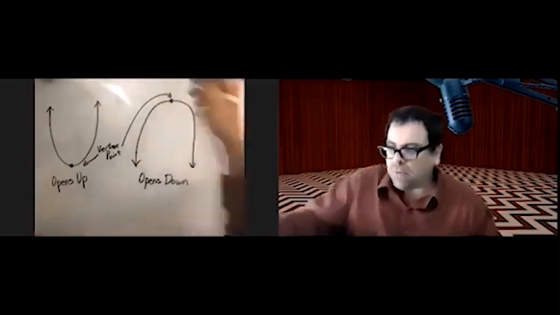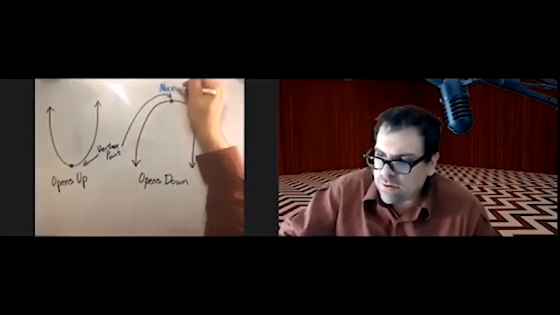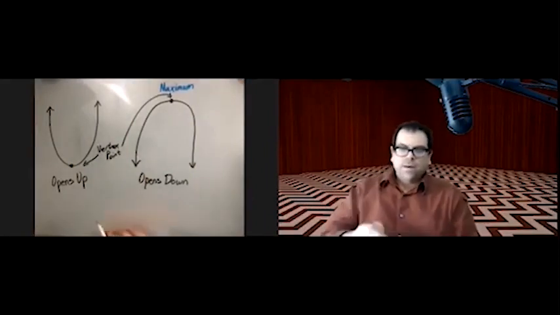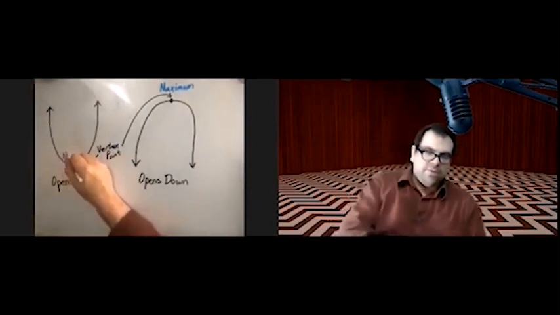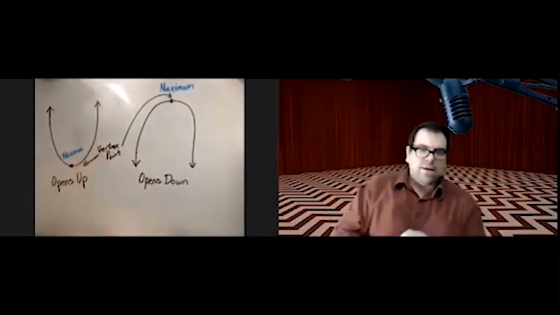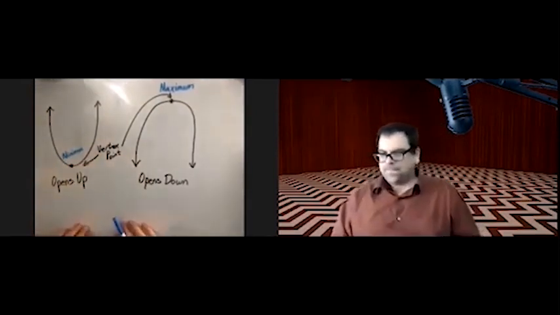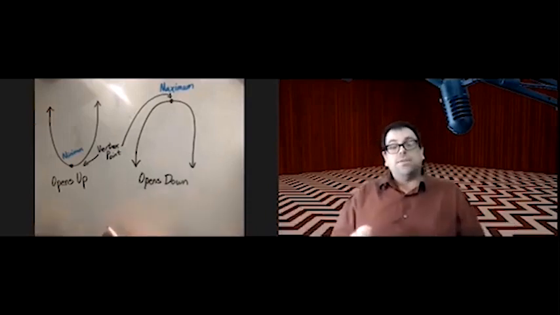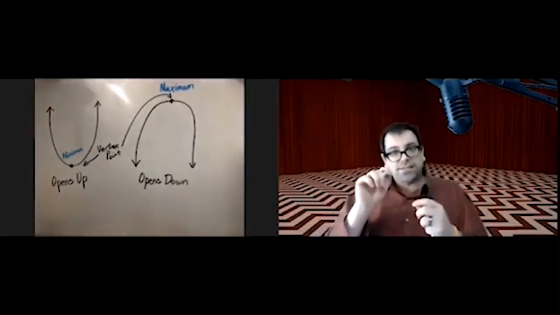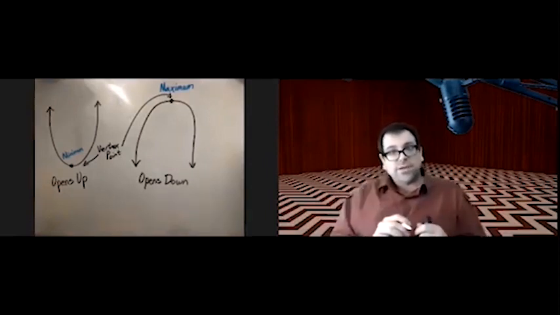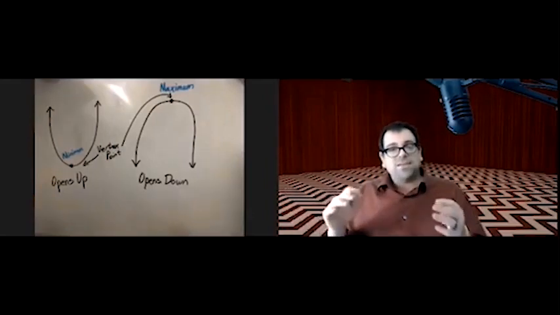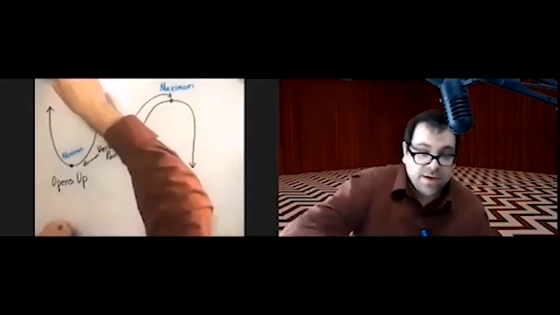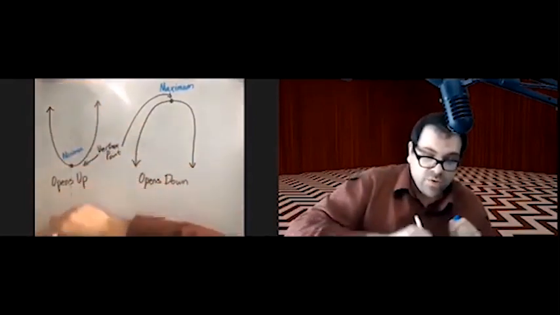The vertex point on a parabola that opens down is a maximum. The vertex point on a parabola that opens up is a minimum. A parabola is symmetric. If its vertex is at 0, 0, it has y-axis symmetry. But if it moves up, down, left, right, it's not necessarily going to have y-axis symmetry anymore, but it will always be symmetric with respect to itself.